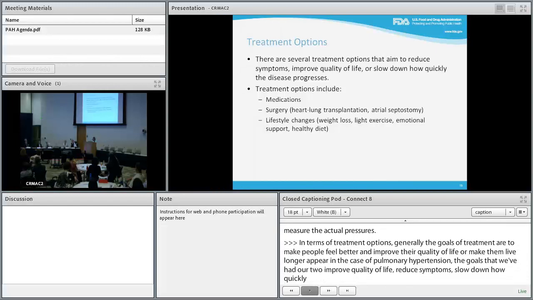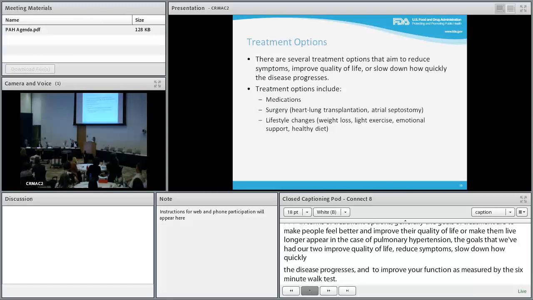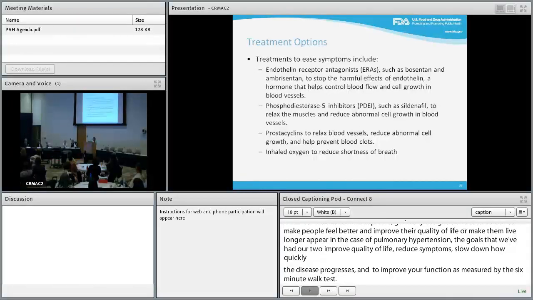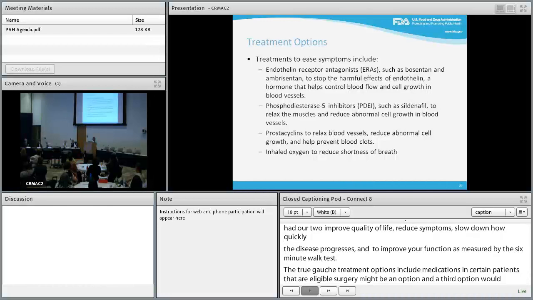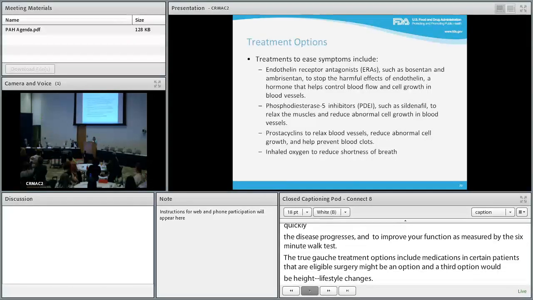The treatment options include medications, which is what we deal with. In certain patients that are eligible, surgery might be an option. And a third option would be lifestyle changes. This is a list of some of the classifications of drugs that have been approved, mostly to improve symptoms.